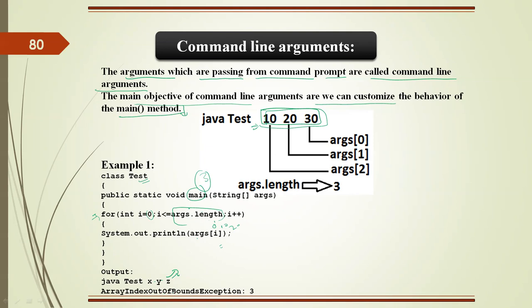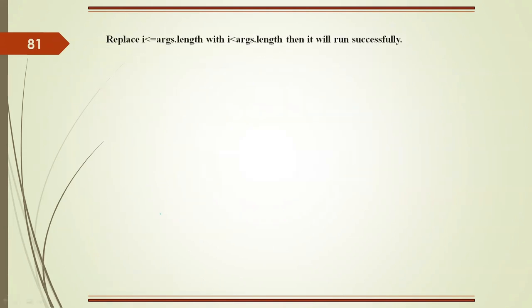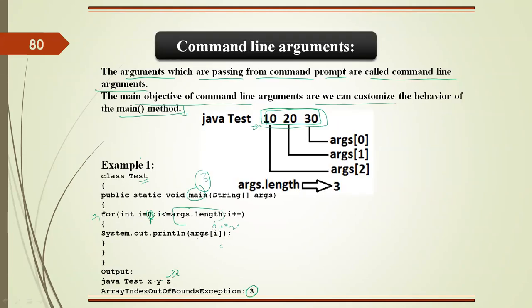Now, an ArrayIndexOutOfBoundsException: if we pass only 2 arguments, that's why it's giving the exception. We start with 0. If we start with 1, it won't give an exception. Here, start with 1, otherwise you can just remove this equal sign.